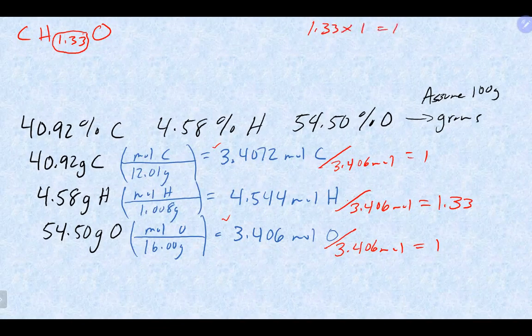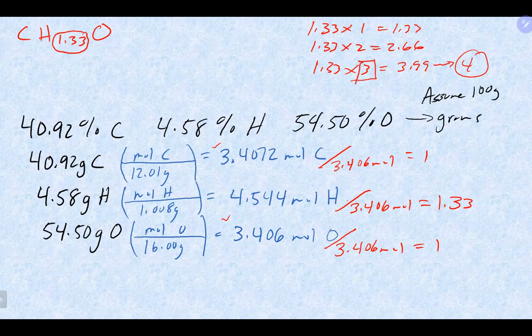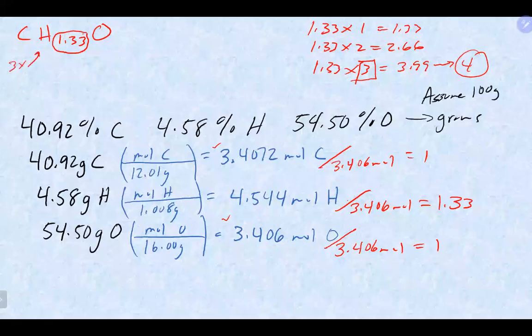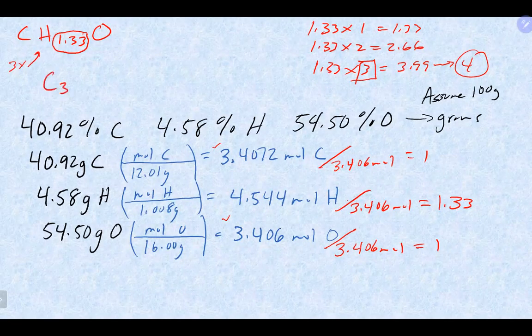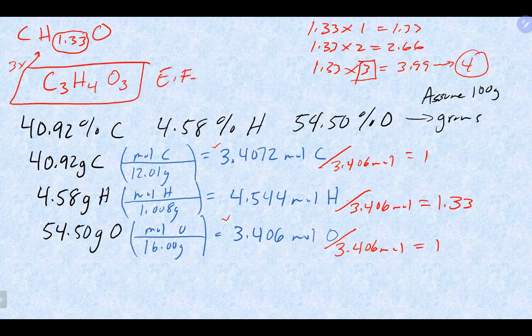1.33 times 1 is obviously 1.33. 1.33 times 2 is 2.66. 1.33 times 3 is 3.99, and that's pretty close to 4. So here, what we would want to do is use the factor of 3 and multiply all those numbers by 3. And if we do that, take 3 and times everybody there, it gives us C3H4O3. And that would be our proper empirical formula. Any questions on those steps?